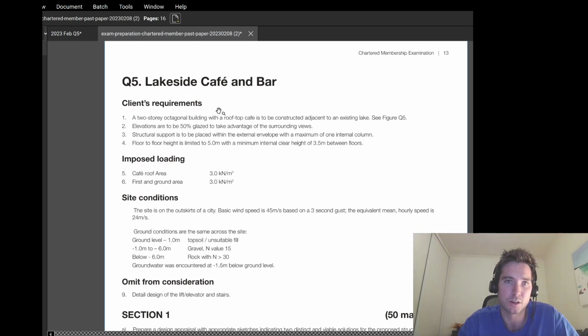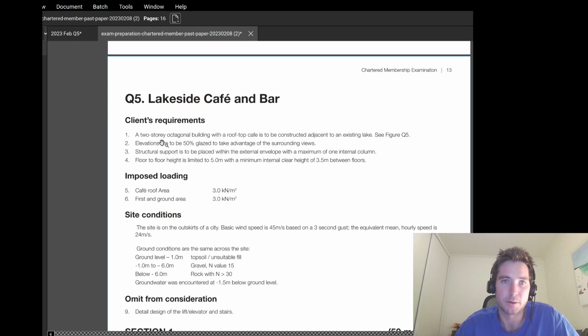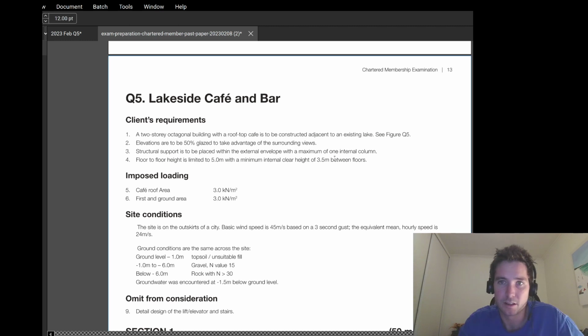So let's have a quick look at the architectural layouts as well as the client requirements. So it's a 2-story octagonal building with a rooftop cafe next to a lake. So we'll get to some sketches above. So elevations are 50% glazed. So to me, that just limits, again, as I mentioned in the past, where you can put your lateral stability systems, whether it's bracing or any shear walls. So structural support is to be placed within the external envelope with a maximum of 1 internal column. So that's something that, obviously, we're going to pay attention to.